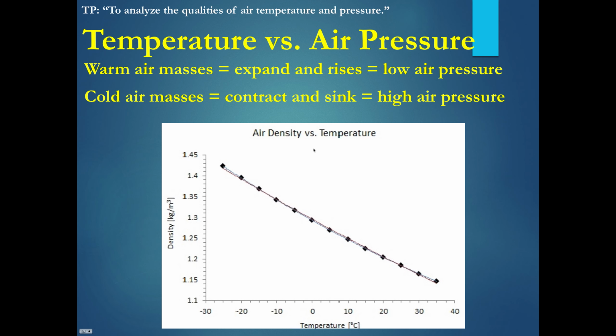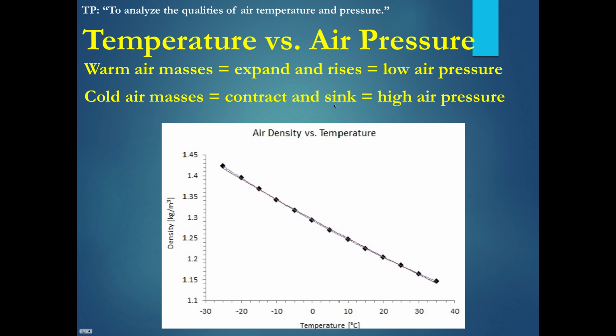Temperature versus air pressure. We know that warm air masses will rise. We know that cold air masses would sink. And it's also due to density differences. But when an air mass rises, there is less pressure acting on the Earth's surface. Because of that, warm air masses are considered low pressures.